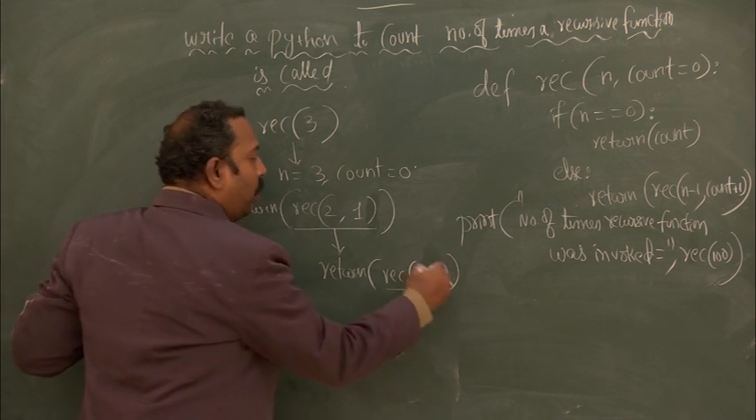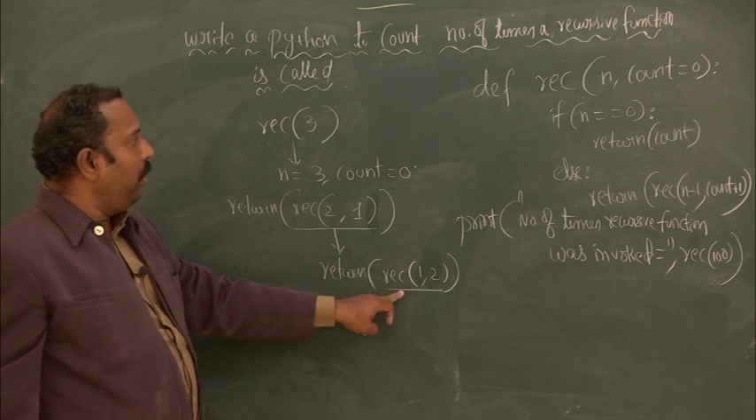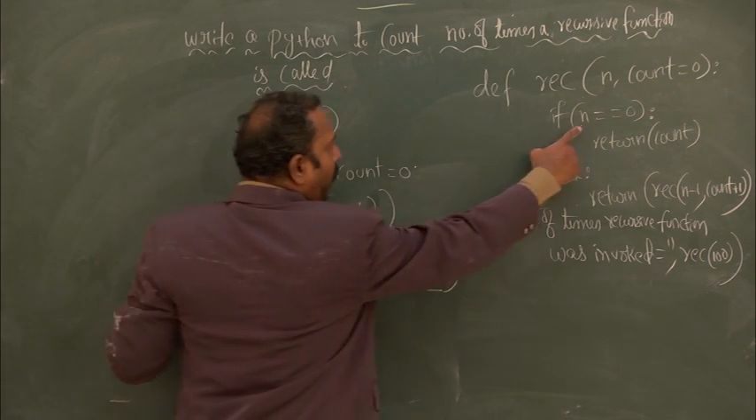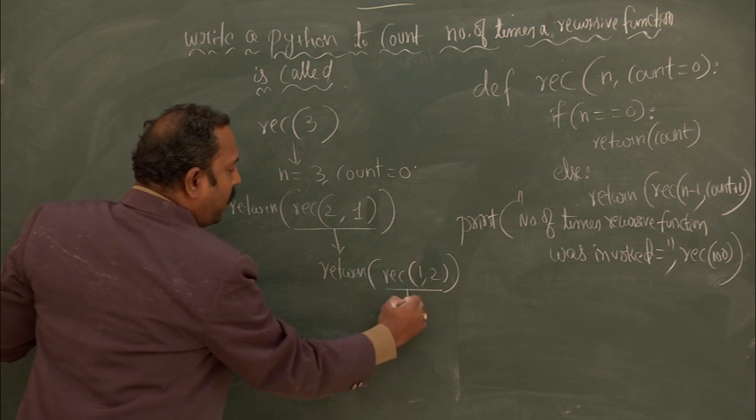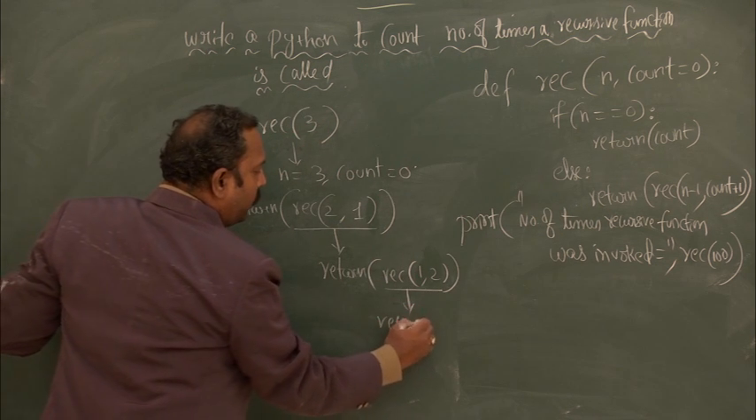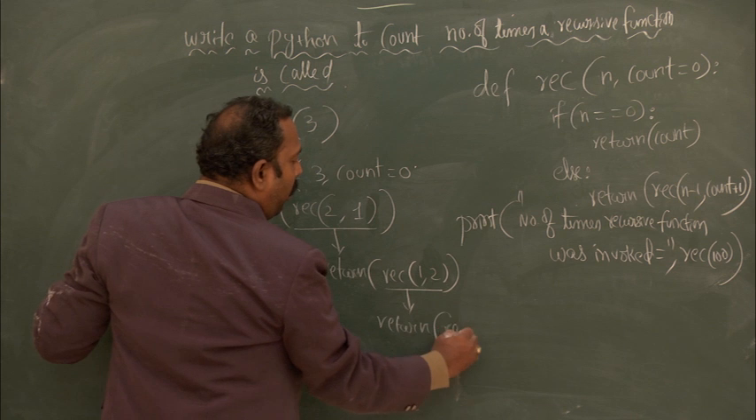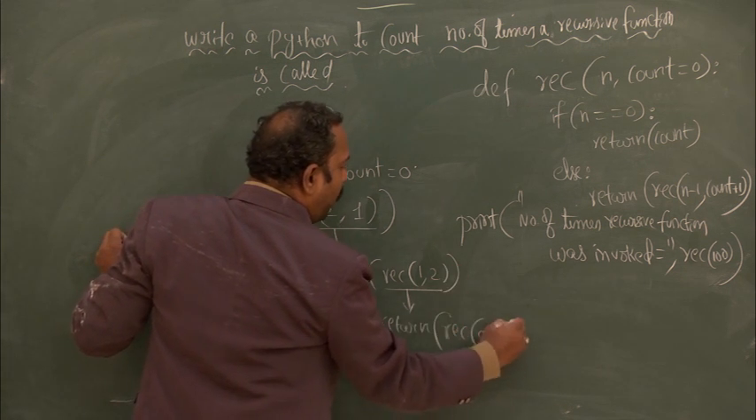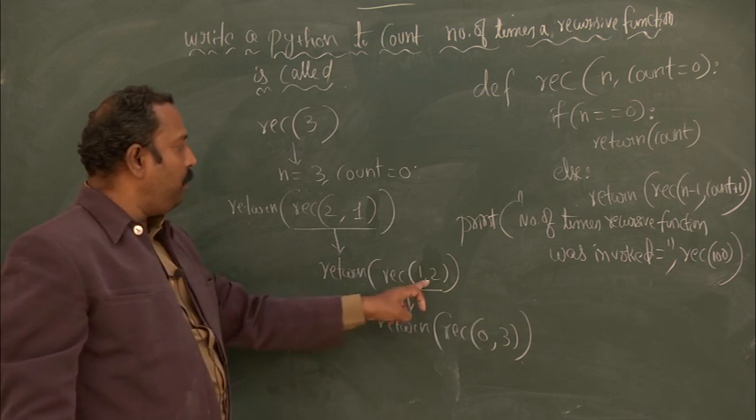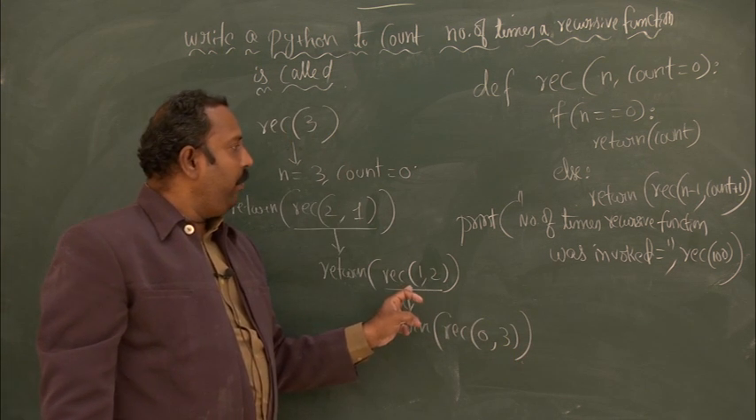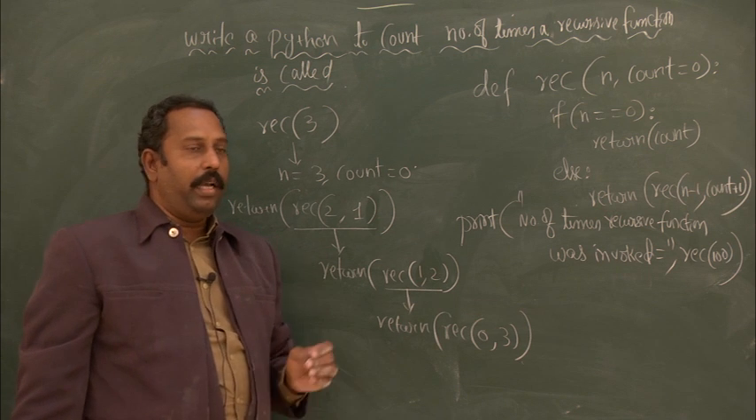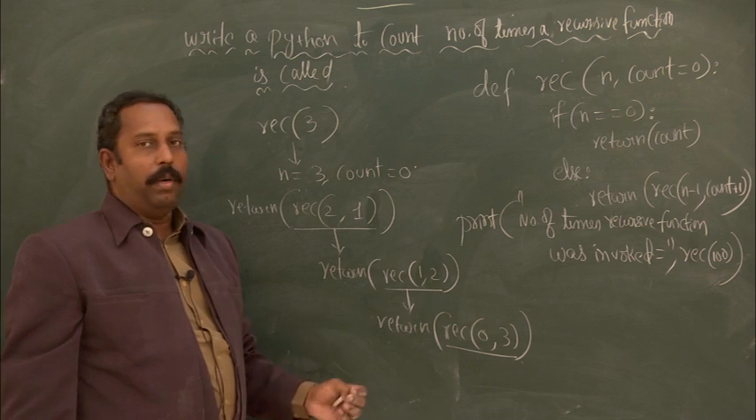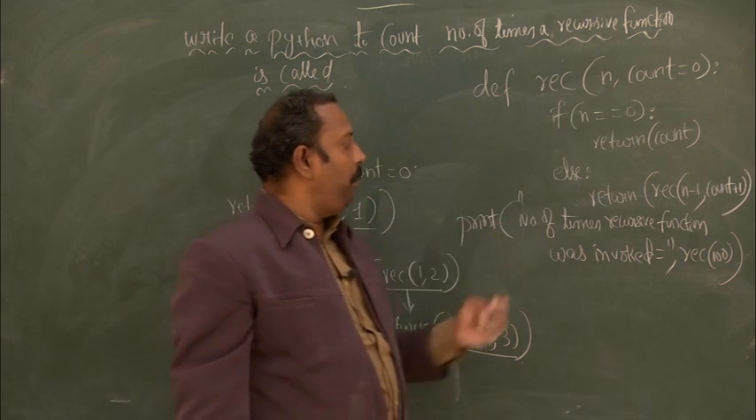Again, this is the function call, and n value 1, count value will become 2. So n value 1 equal to 0, condition false. So it comes to the else case again. So return REC of 1 minus 1, 0, comma 2 plus 1 is 3. That means here you see count we are incrementing and we are decrementing the n value. Again there is a function call REC of 0, comma 3. So n gets value 0, count will become 3.